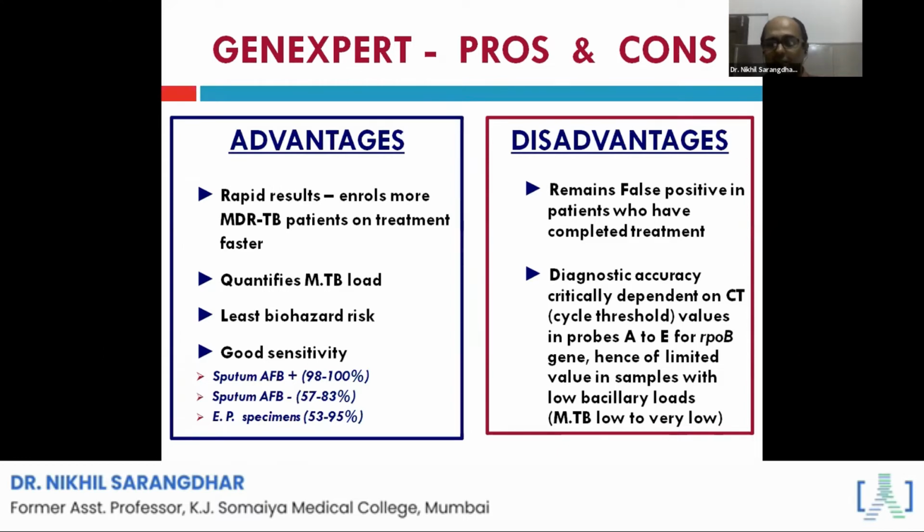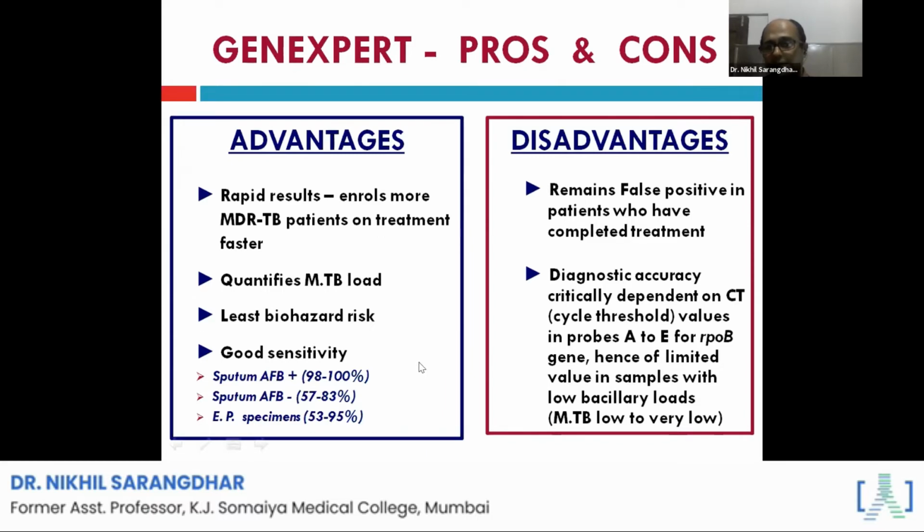It detects only RIF resistance, but we know that patients with RIF resistance will fail a rifampicin containing regimen. So it can be taken as a surrogate marker of MDR TB. GeneXpert quantifies your MTB load as very low, low, medium, or high. It has the least biohazard risk of all the genotypic tests, and it has good sensitivity both for smear positive, smear negative, and extra-pulmonary samples.